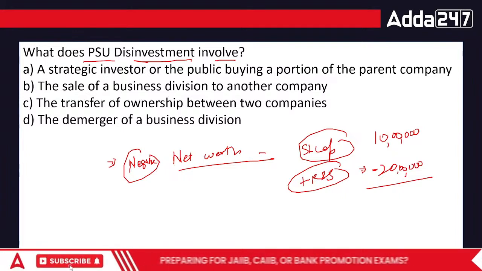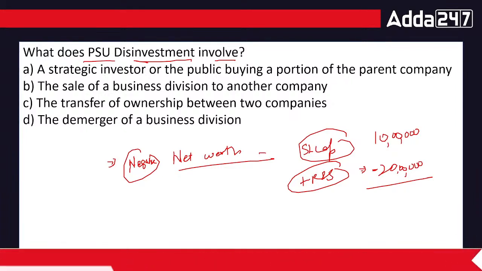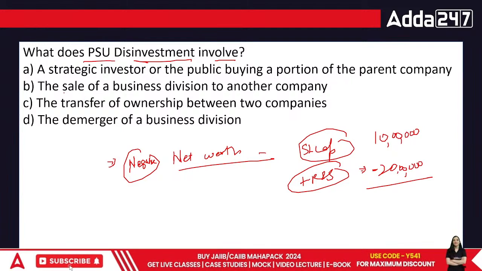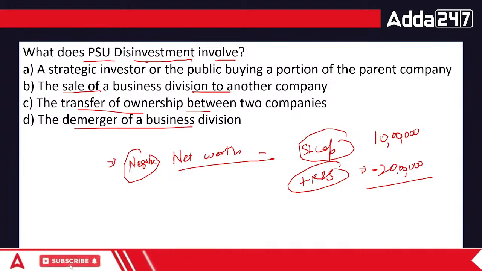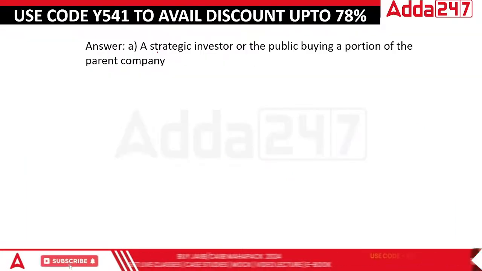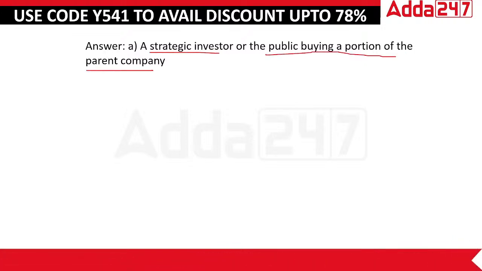So what's going to be the answer in this case? The options: a strategic investor or the public buying a portion of the parent company, the sale of a business division to another, transfer of ownership between two companies, or demerger of a division. The answer is A. A strategic investor or the public buying a portion of the parent company.